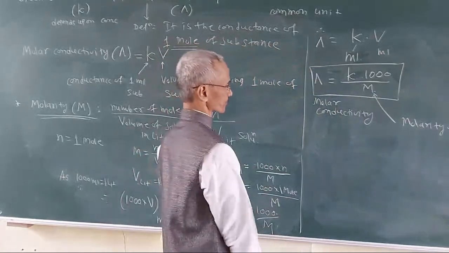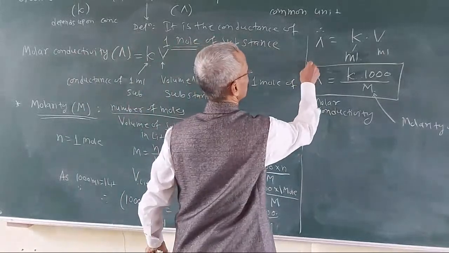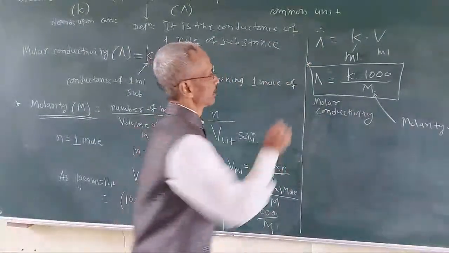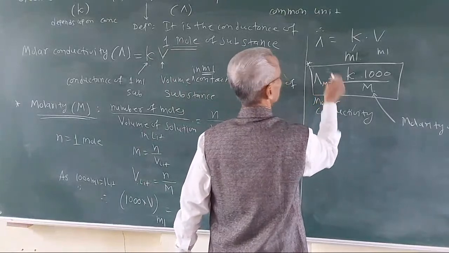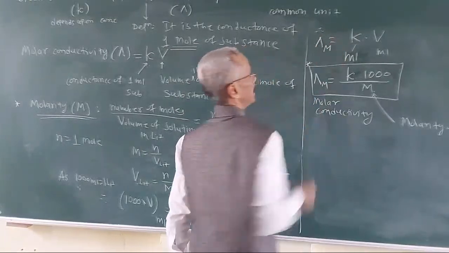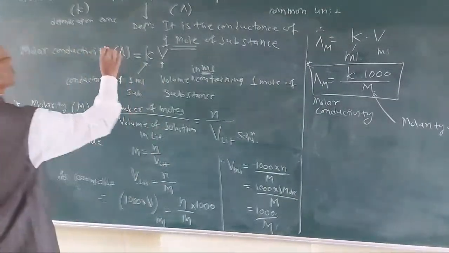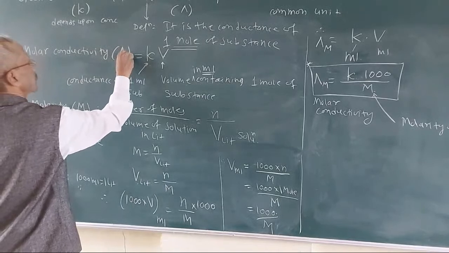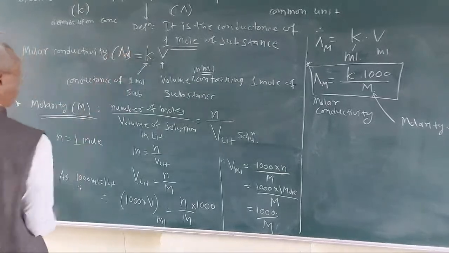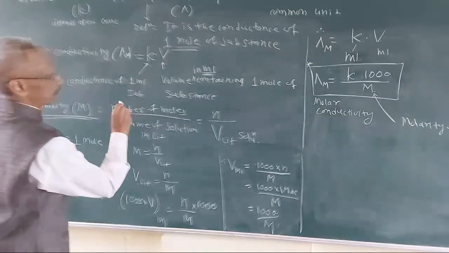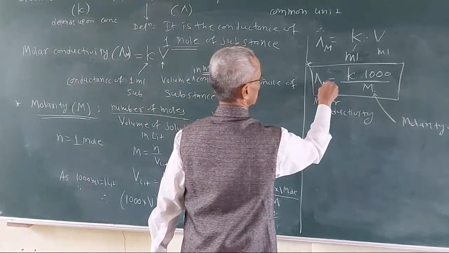Right? Now, further, this is very important to keep in mind. Sometimes this symbol, lambda, is denoted as capital lambda M. Why capital M? That is molar conductivity. So here we may write capital lambda M, the molar conductivity.